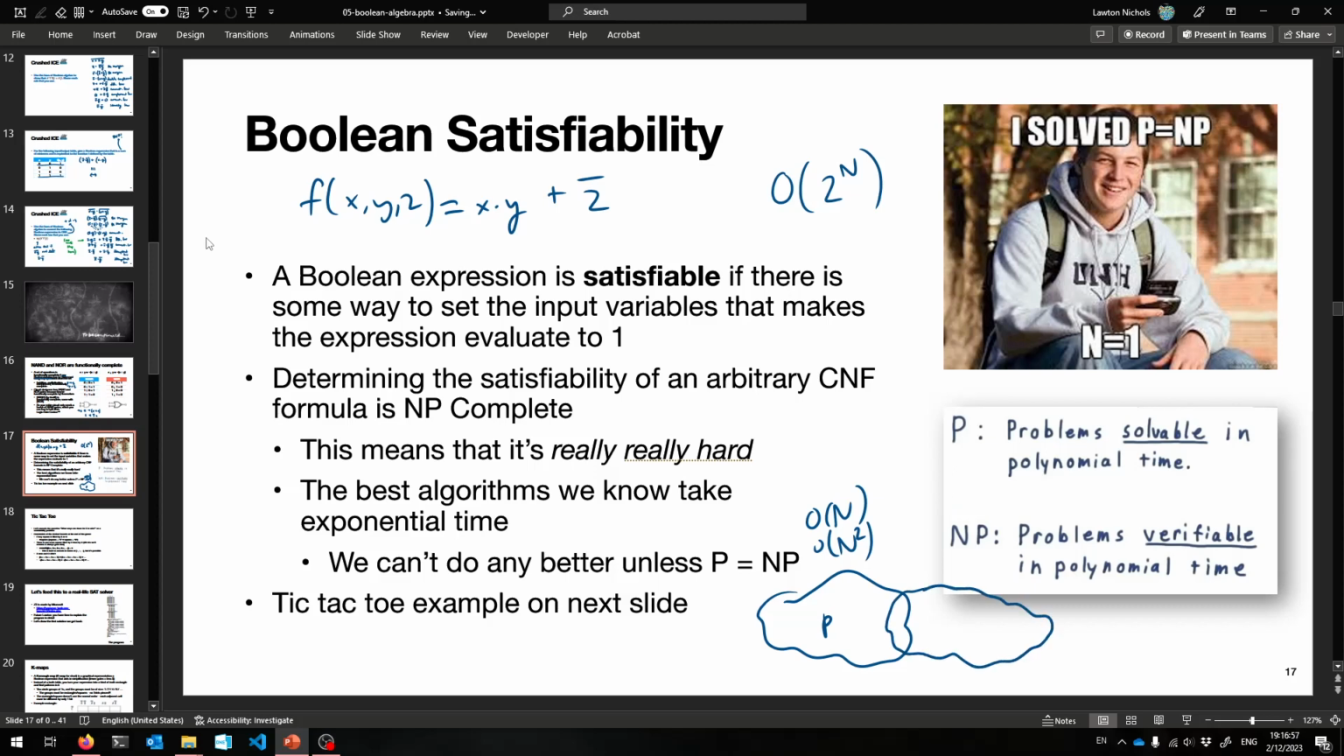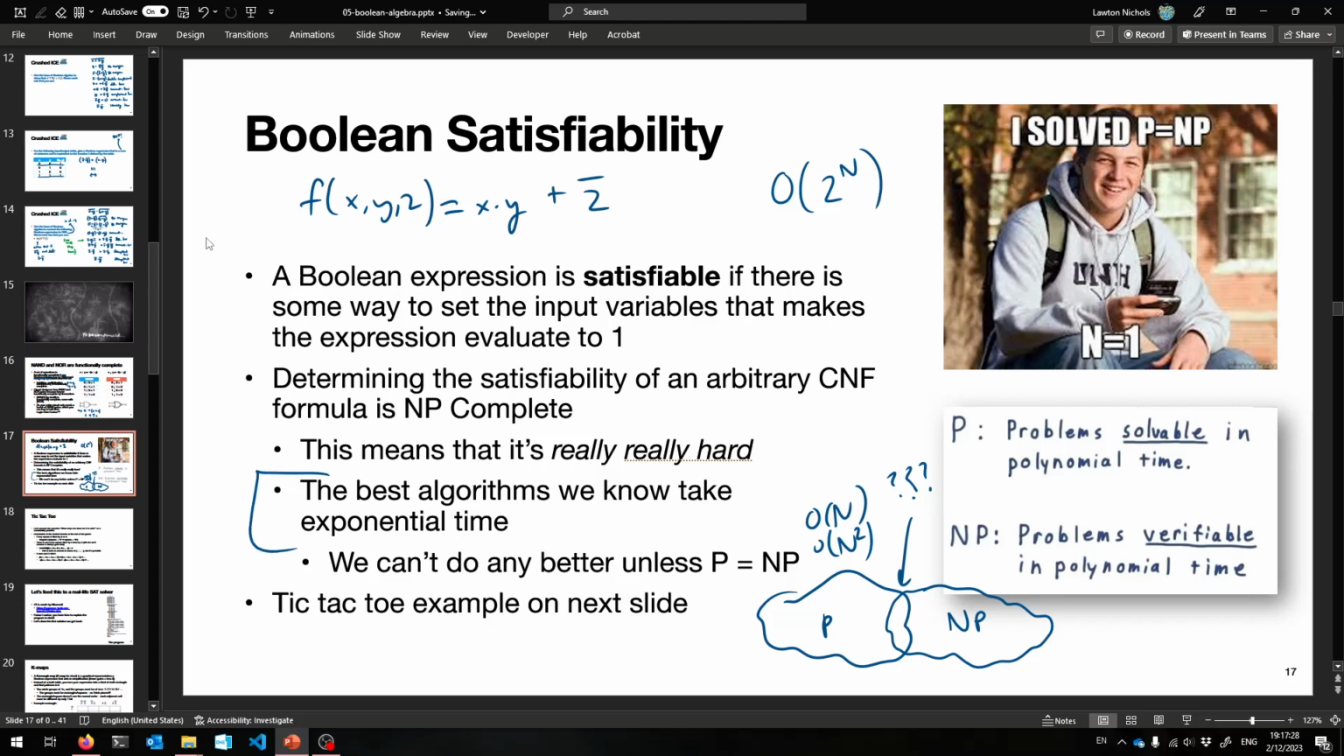This problem is verifiable because you give me an answer for x, y, and z, and you claim that it gives me a 1. I could just plug it in. That's a very fast linear time algorithm to figure out if your answer was correct. That's what NP is. NP means problems that are verifiable in polynomial time. The question, if P is equal to NP, is whether there is any overlap. Is there overlap here? Because we're not sure yet. This is an unsolved problem in computer science.